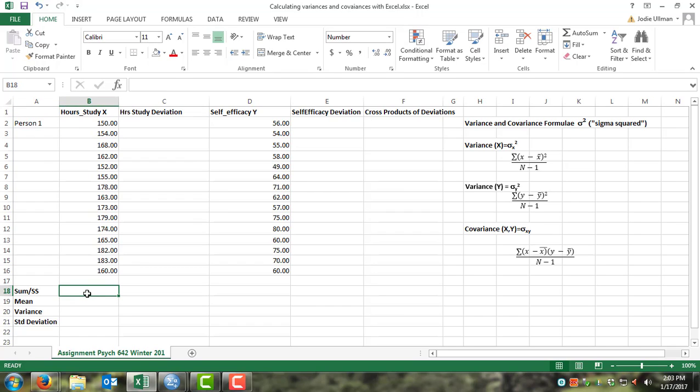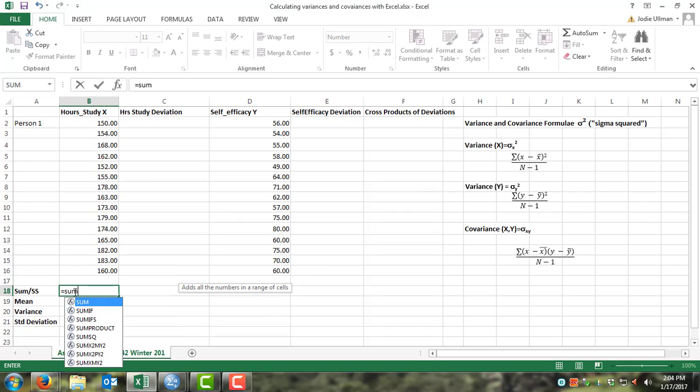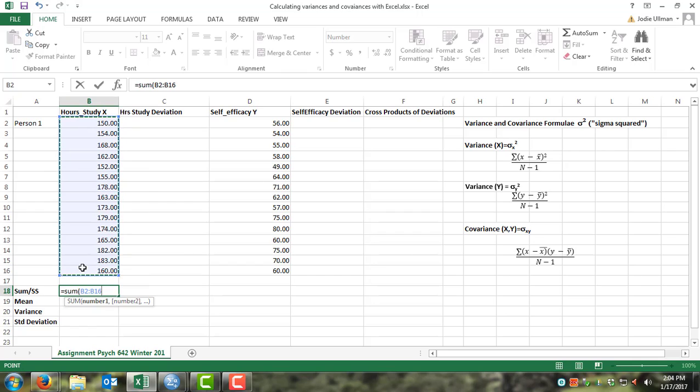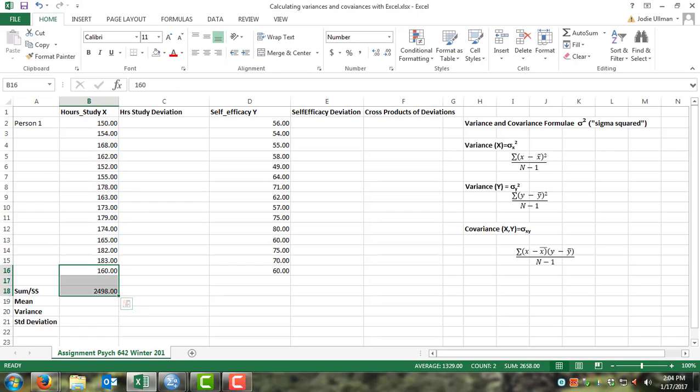An easy function in Excel is to just calculate the sum, and it's very straightforward. It's just sum and highlight the numbers you want to sum, and voila, you've got it. Hold on. Okay, it's good to see mistakes too.